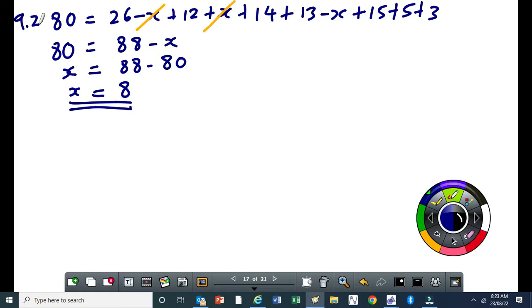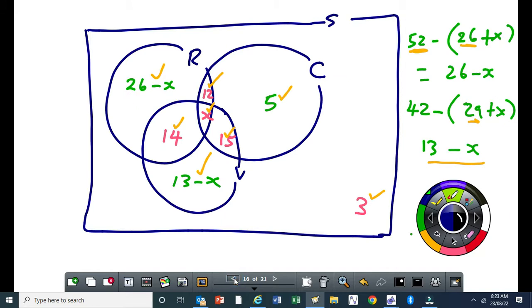Okay, so now that we know that x is equal to 8, let's go back to our Venn diagram and find out by substituting where there is x. If I put 8 here, I'll get 18.